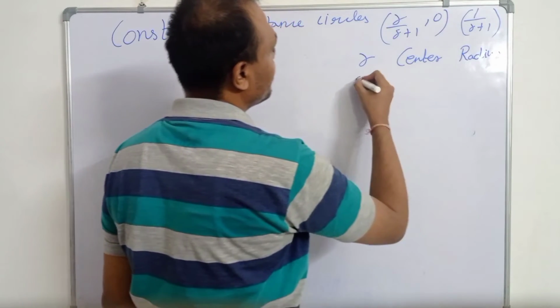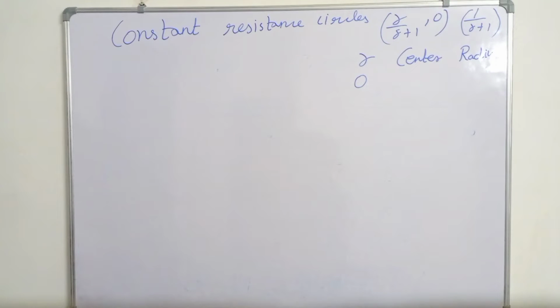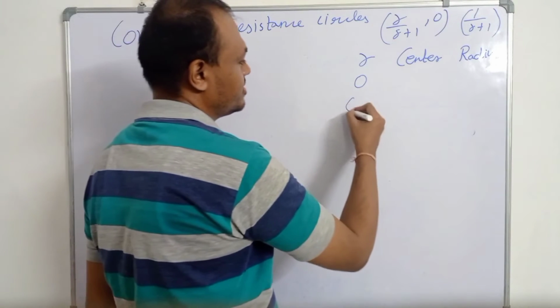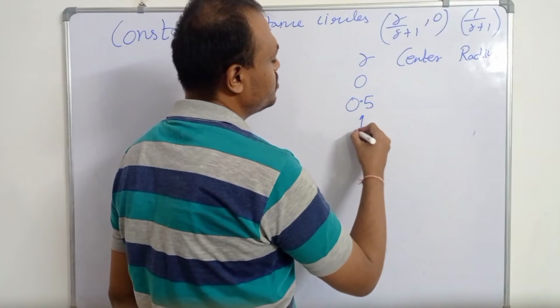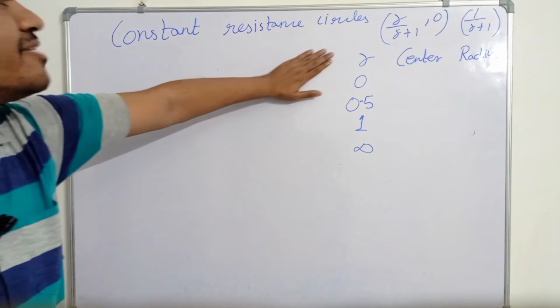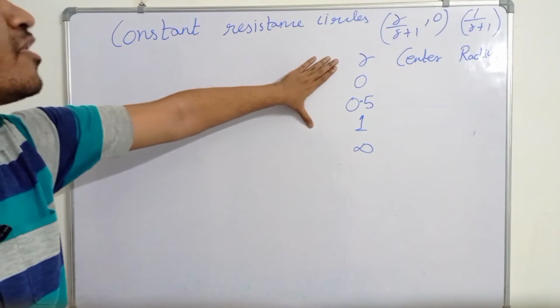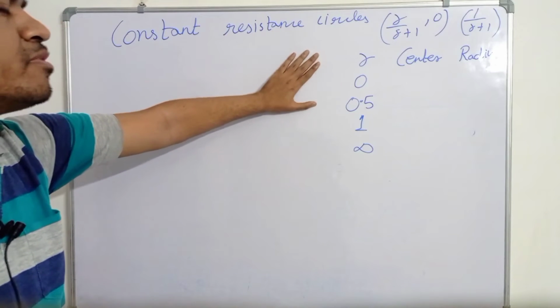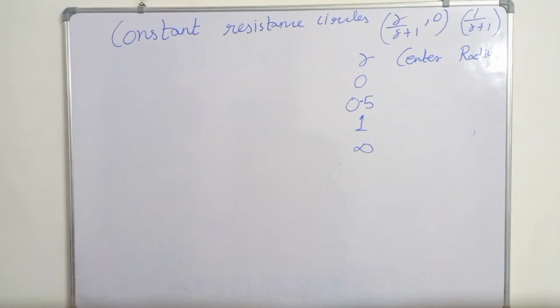So we can draw for r equal to 0, r equal to 0.5, and let's take some values like 1 and infinite. Obviously the value of r cannot be negative for the Smith chart, because the Smith chart is only realizable for passive loads. If r is negative, then it means an active load. So the value of r has to be positive.